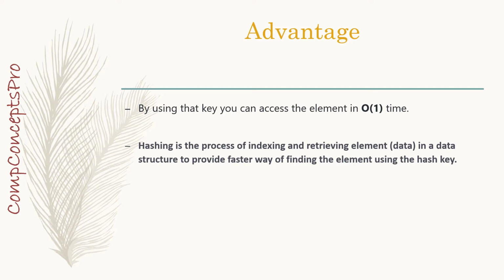In all search techniques like linear search, binary search and search trees, the time required to search an element depends on the total number of elements in that data structure. As the number of elements increases, the time required to search an element also increases, but not in hashing.